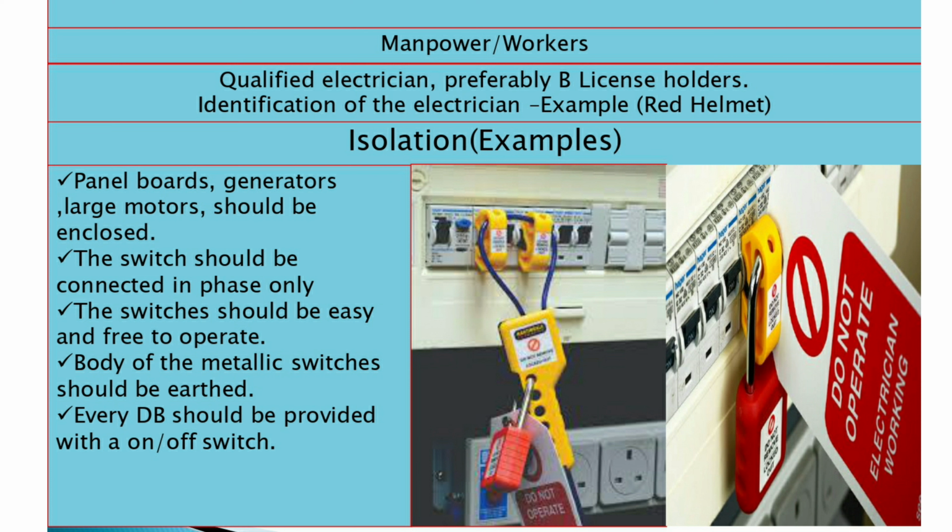Identification of the electrician, for example, red helmet. Isolation: examples are panel boards, generators, and large motors, which should be enclosed. The switch should be connected in phase only, and switches should be easy and free to operate. The body of metallic switches should be earthed. Every DB should be provided with an on and off switch.